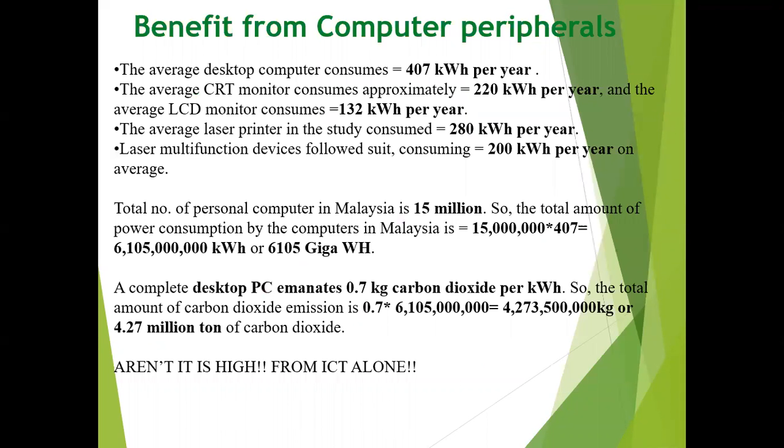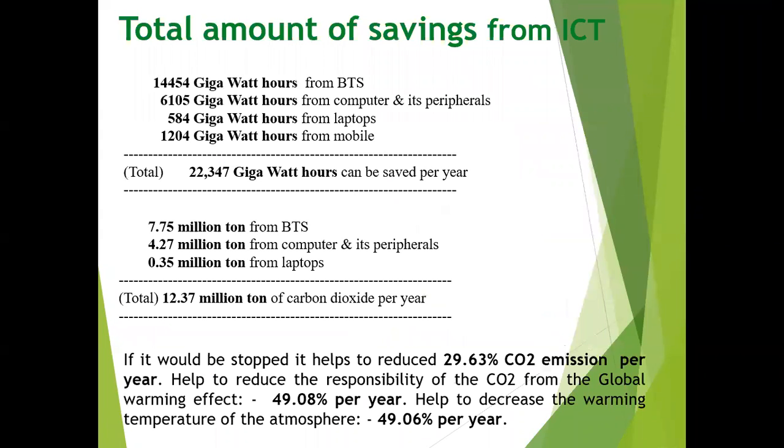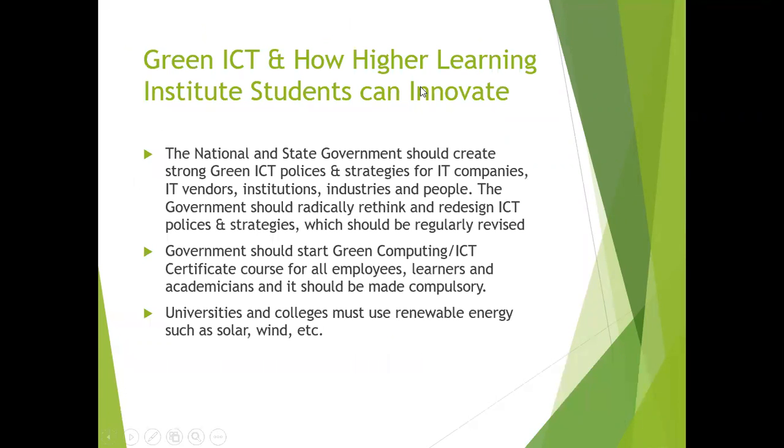So all these are actually power consumptions. I'm just giving the calculations here. You can go through them later, right? All these are the ICT things. What we can save actually, yeah. So by going into green energy savings, we can save this many hours and this much carbon dioxide emissions, right?